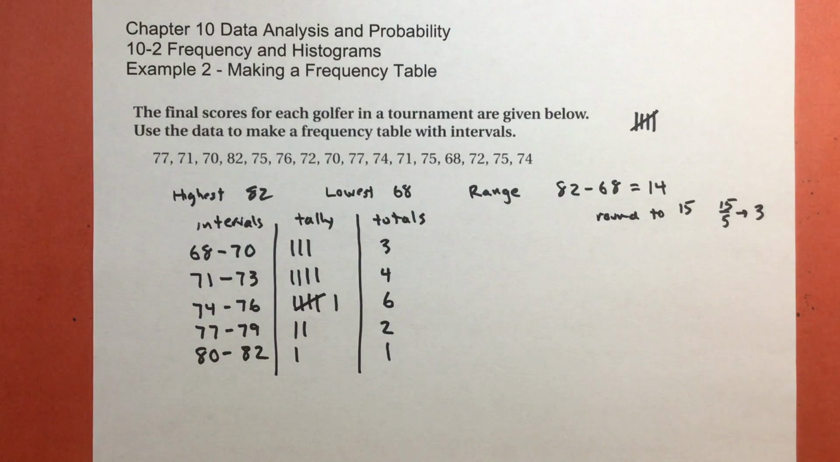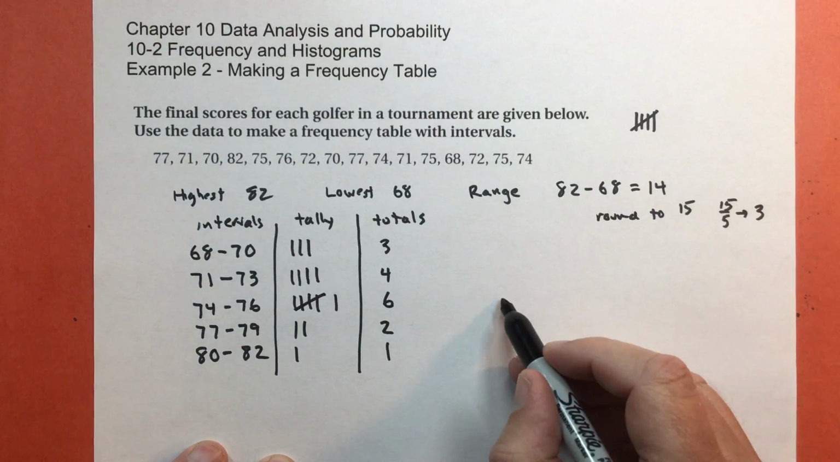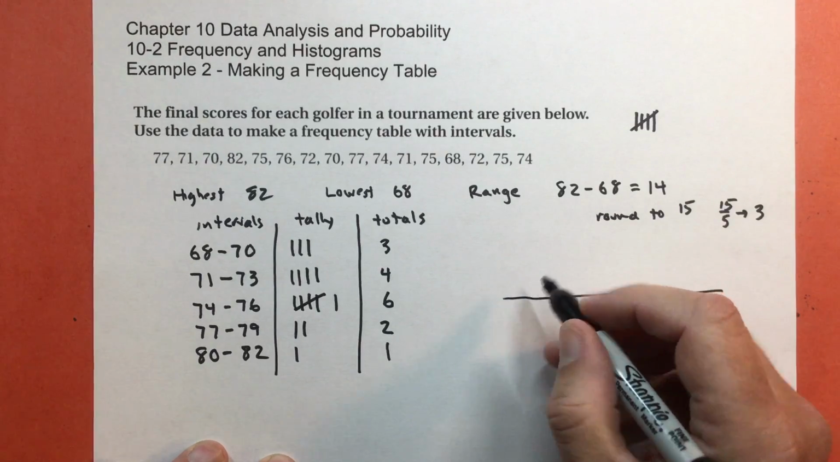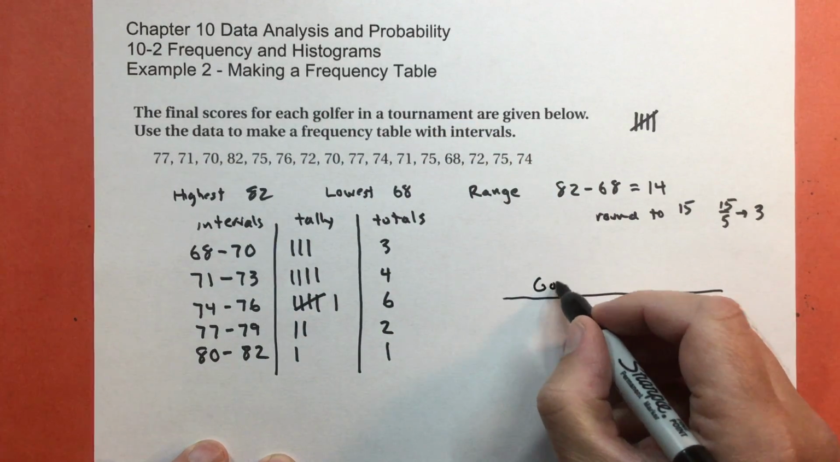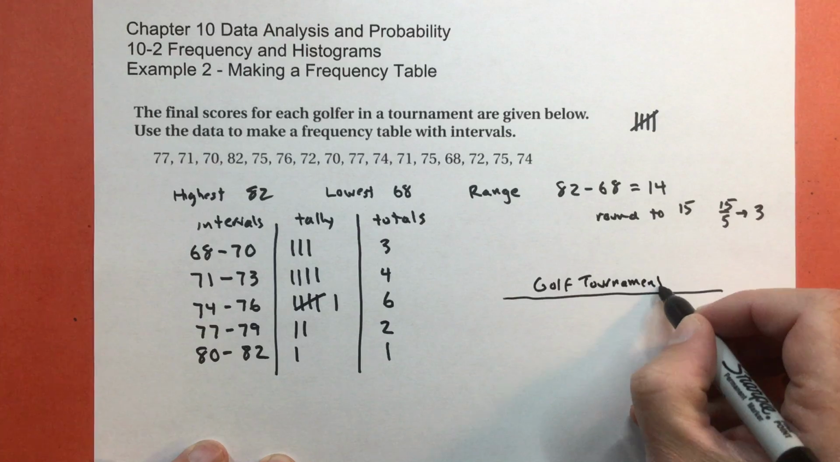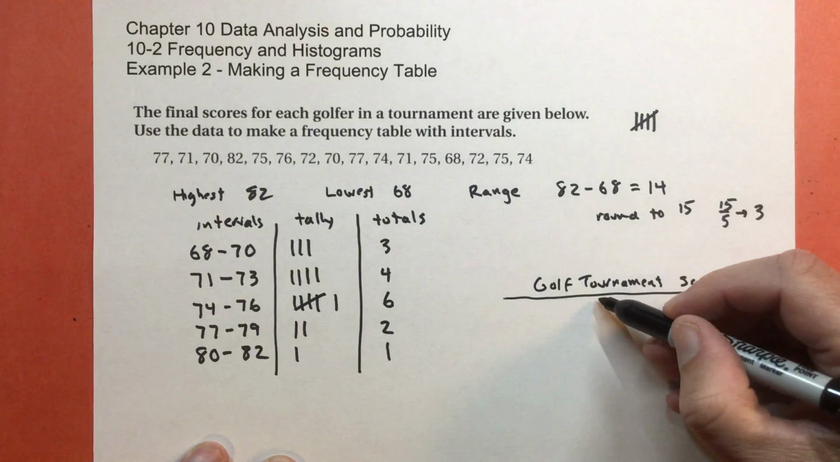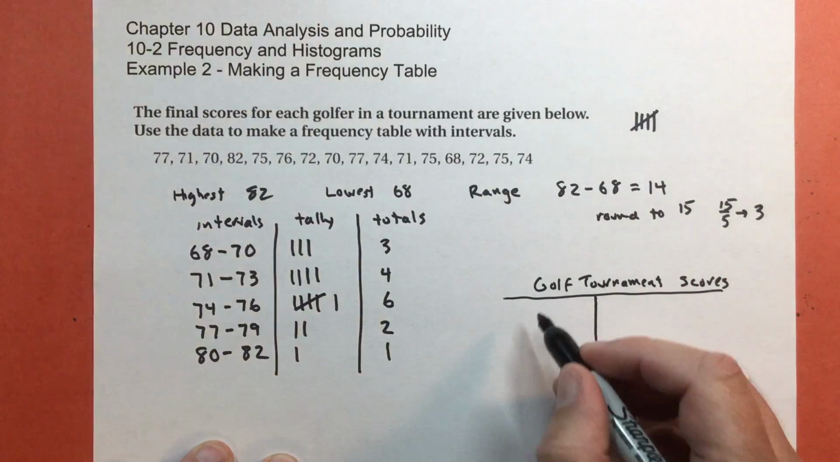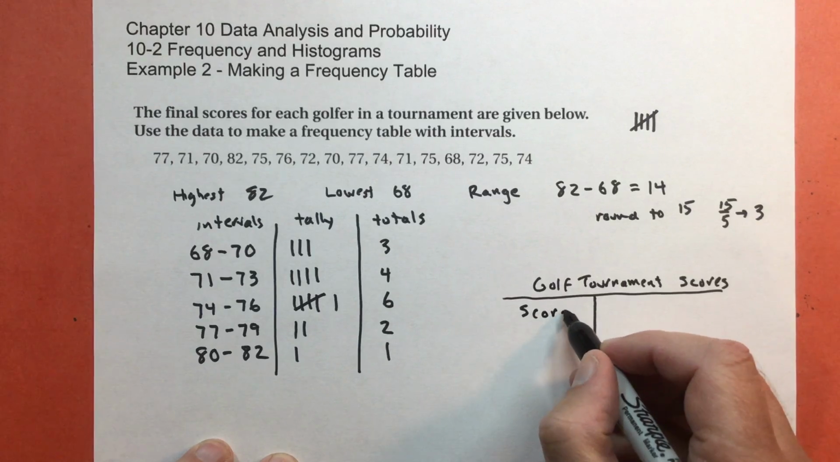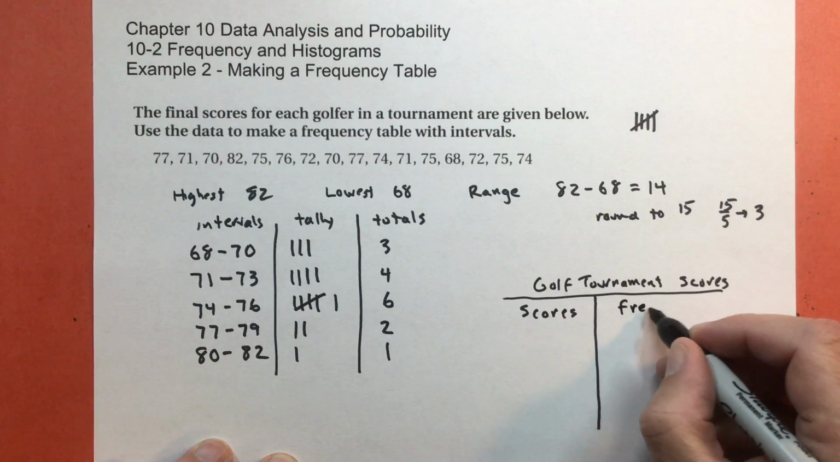All right, now actually I don't even know if I need another sheet of paper. Let's just clean this up with a title and everything. I'm just going to put it down here, okay? So what's going to be the title? I can call this, what was it? It was a golf tournament. Golf tournament scores. Make sure you give it a title. And my intervals are going to actually represent the scores. And what I have over here, these totals, we call that the frequency.